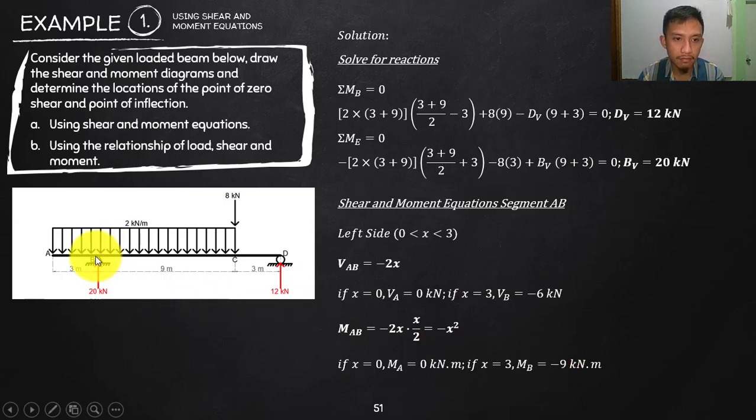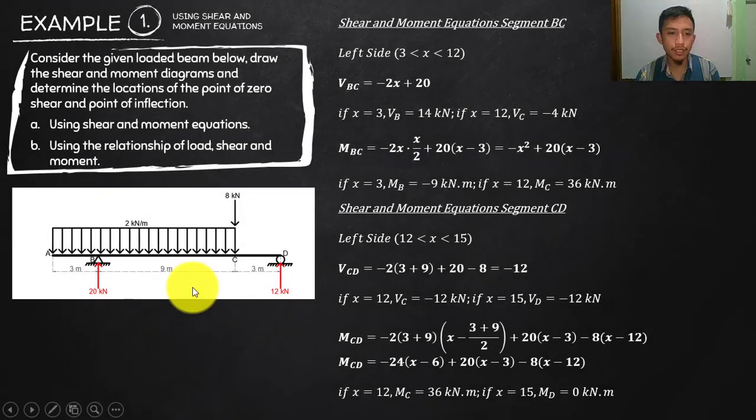Okay, now let's proceed to BC. I will cut at BC. First start with shear. Summation of shear: going up is positive, so that is positive 20, and then down is negative 2 times X. Again, if I cut here, the X will be up to that first point. Negative since that is going down, and 20 is positive, going up. So that is our equation. Substitute 3, that is at B, and you will end up with 14. Substitute 12, which is at point C, 9 plus 3 is 12. Substitute that in our equation, you will have negative 4.